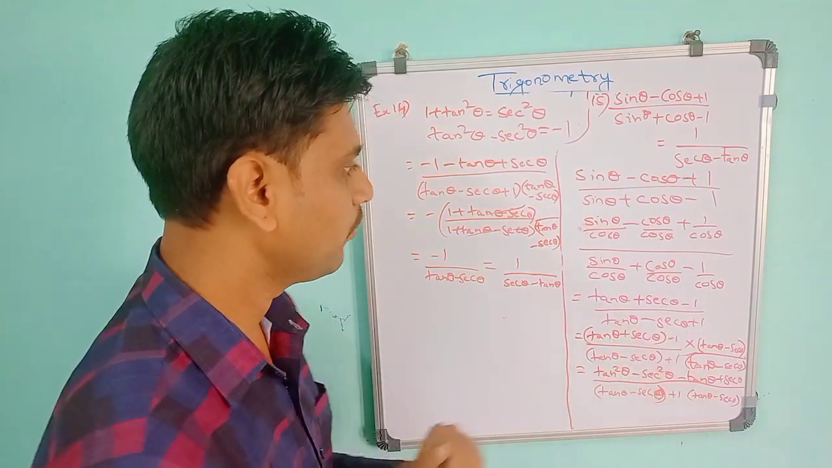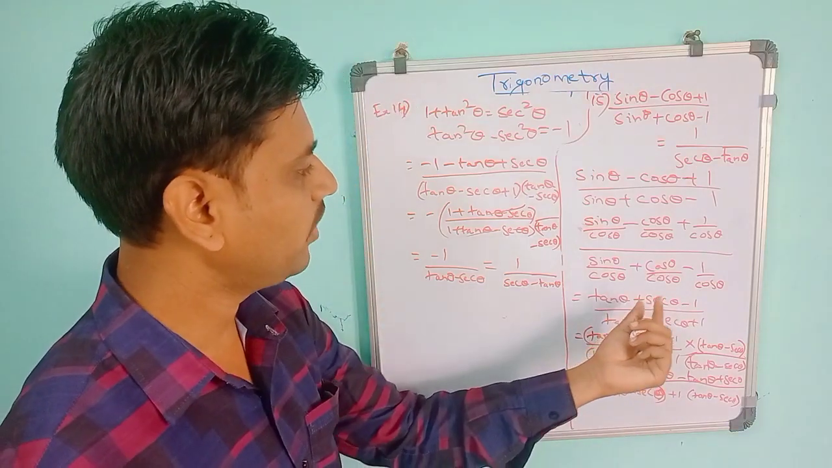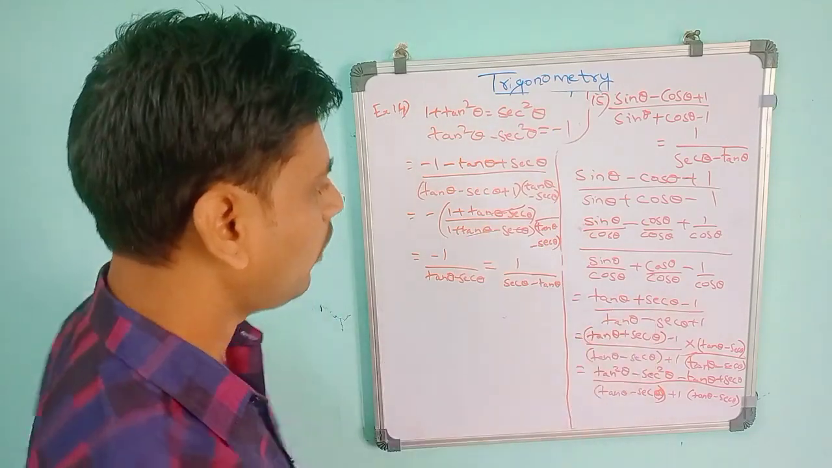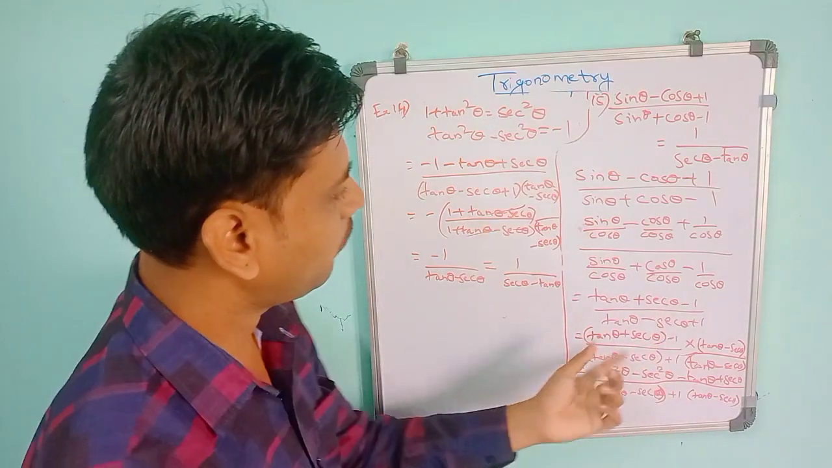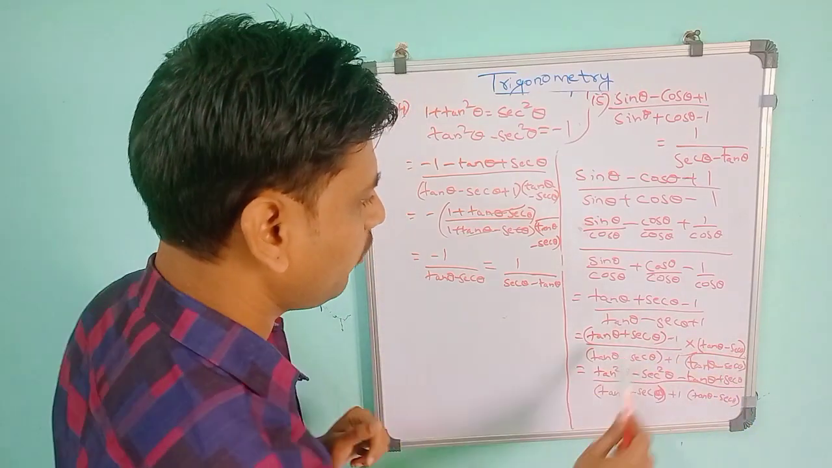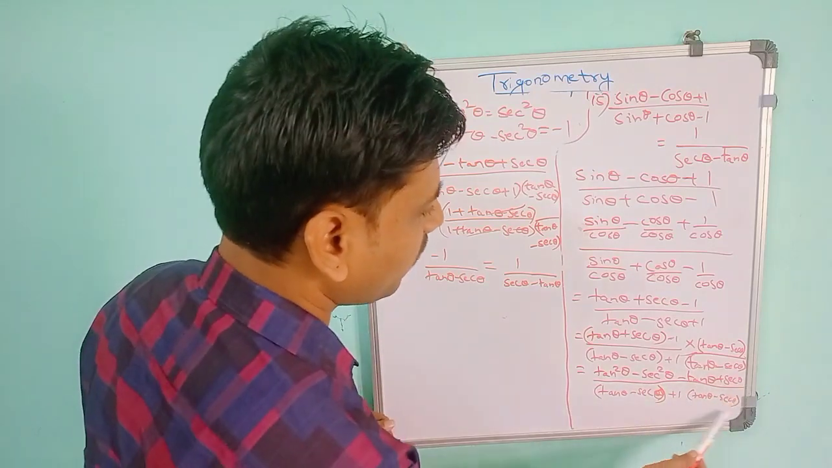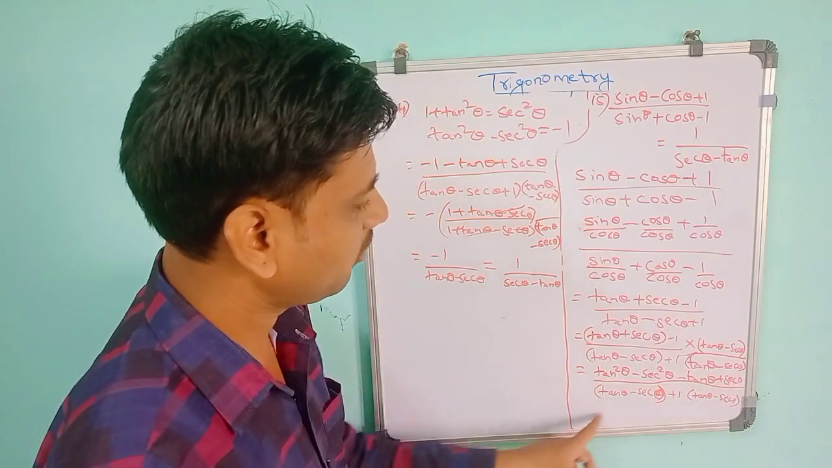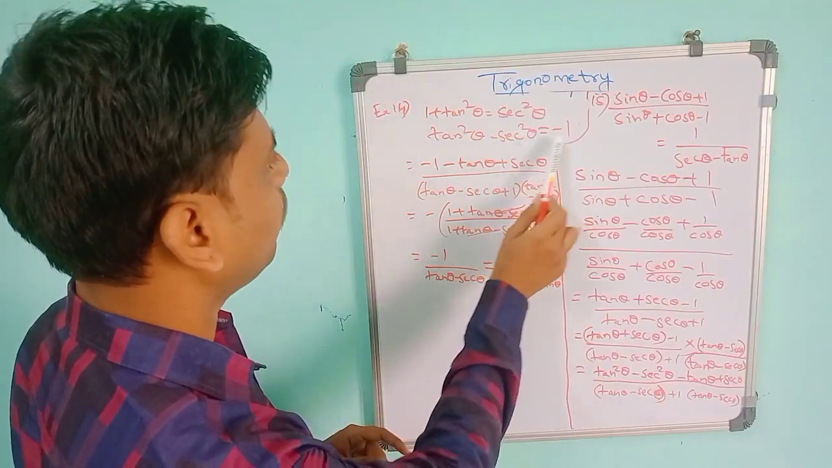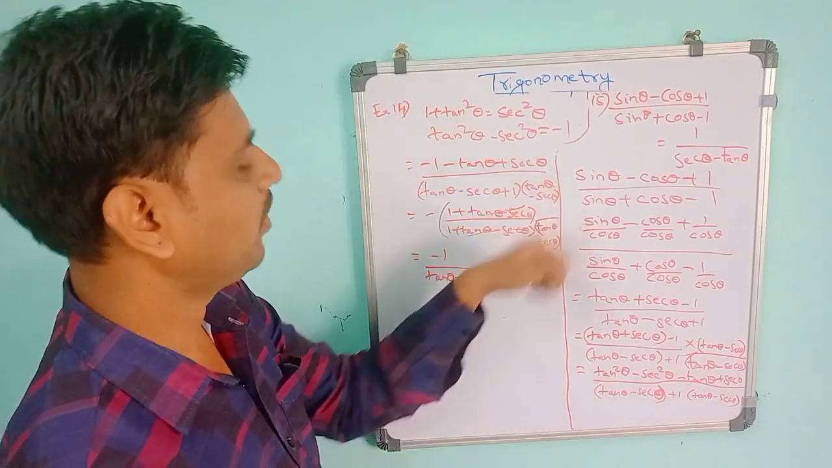Then you have to rationalize it, because we have the identity tan square theta is equal to sec square theta minus 1, but we don't have tan theta sec theta. So for the squaring, I have multiplied tan theta minus sec theta to both numerator and denominator. Then you will get tan square theta minus sec square theta. Keep this as it is, and this also as it is. Then tan square theta minus sec square theta is minus 1, so minus 1 minus tan theta plus sec theta.